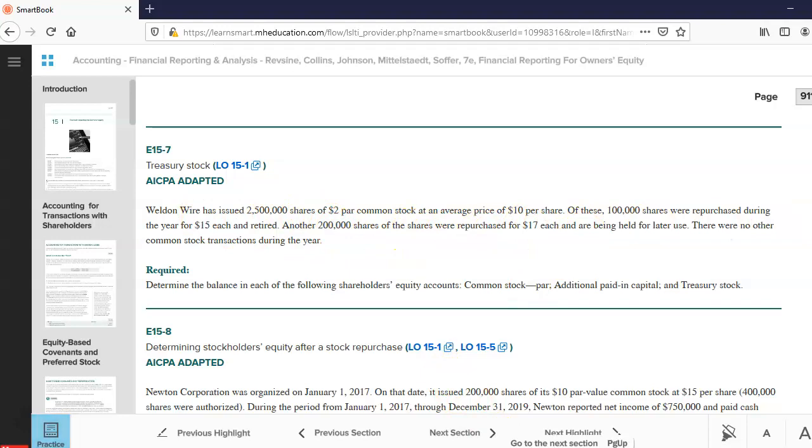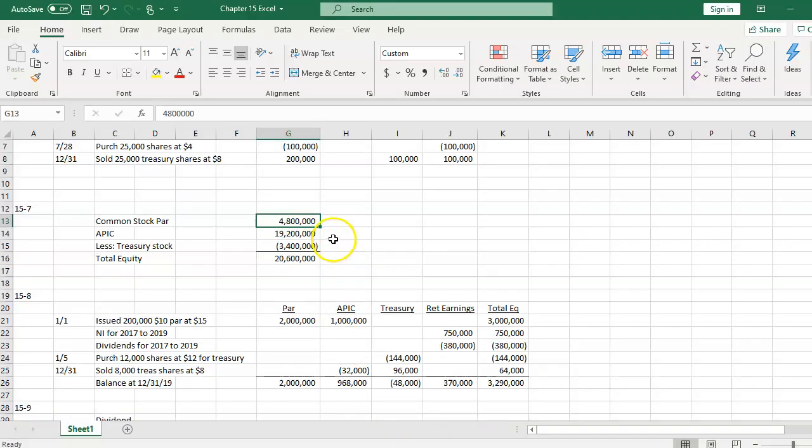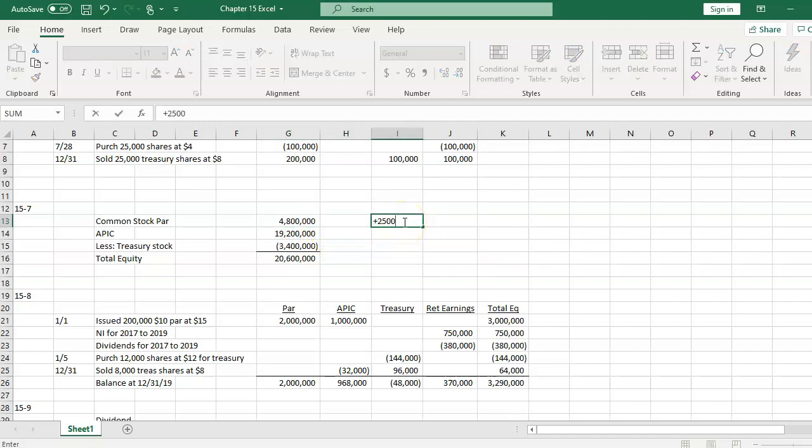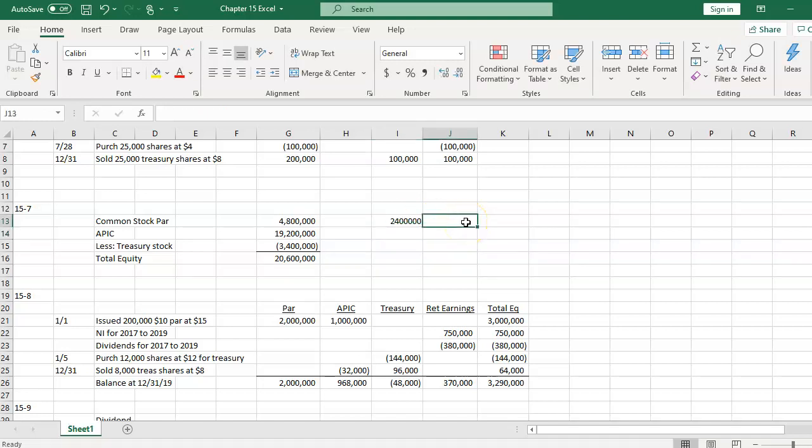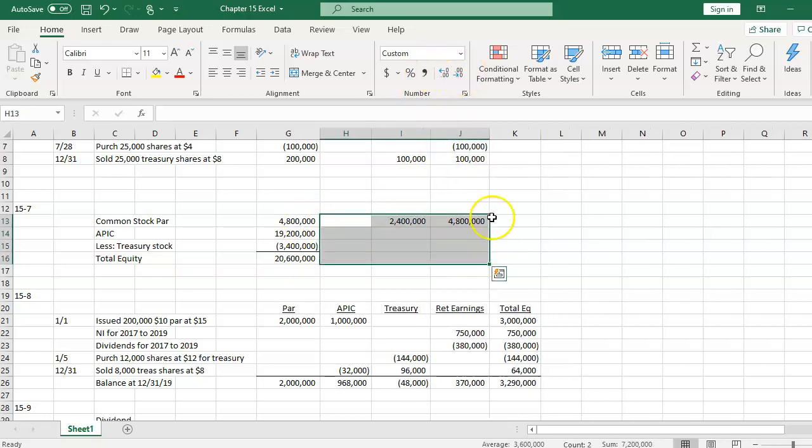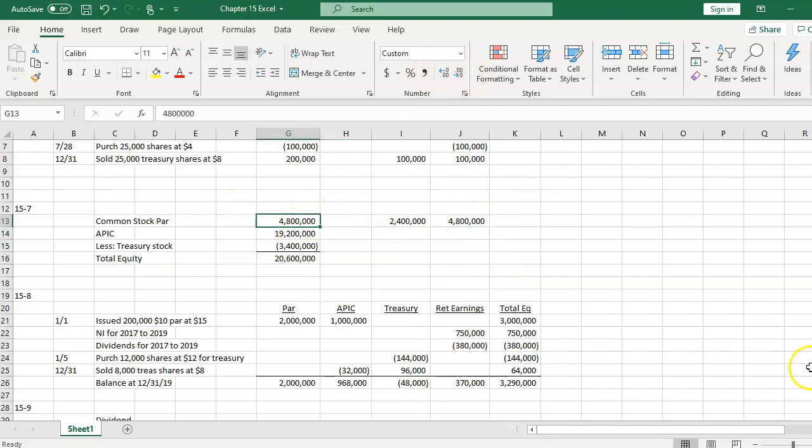Okay, so here's my common stock number, and this number is 2.5 million shares. That's how many were issued. We retired 100,000 shares, so that's 2.4 million. And we take that 2.4 million and multiply it by the $2 par value, and I get the number that I already plugged in, the $4.8 million number. Let me just format this. So that's how I got this number right here.